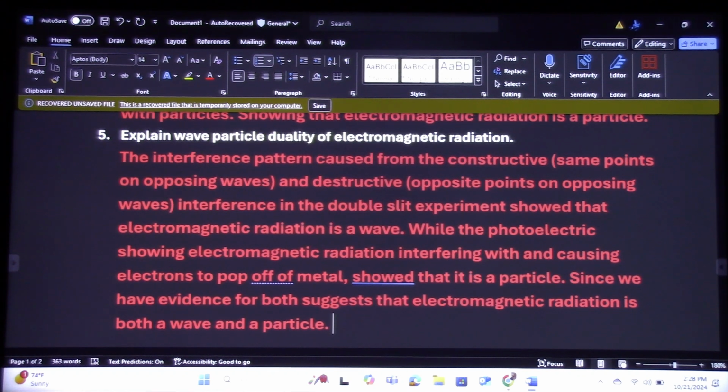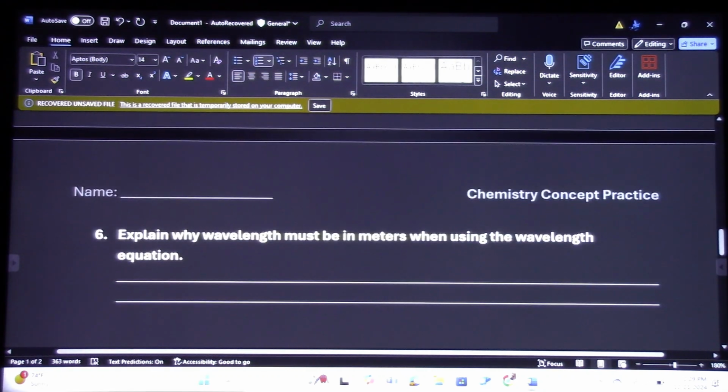So, explain wave-particle duality of electromagnetic radiation. The interference pattern caused from the constructive, the same points on opposing waves, and destructive, opposite points on opposing waves, interference in the double slit experiment showed that electromagnetic radiation is a wave, while the photoelectric effect showing electromagnetic radiation interfering with and causing electrons to pop off of metal showed that it is a particle. Since we have evidence for both, that suggests that electromagnetic radiation is both a wave and a particle, thus giving us wave-particle duality.